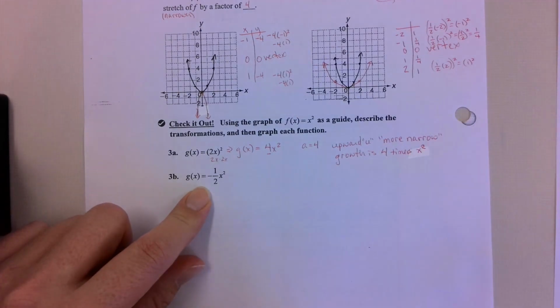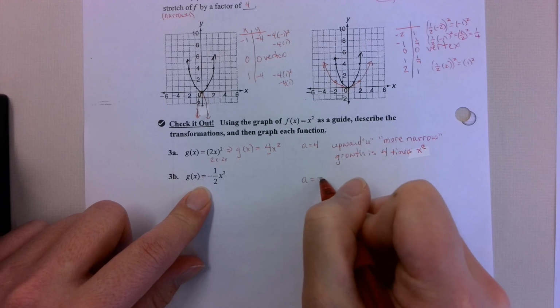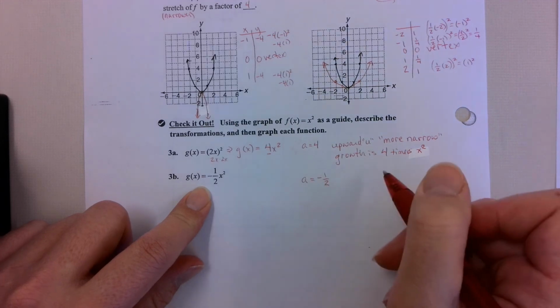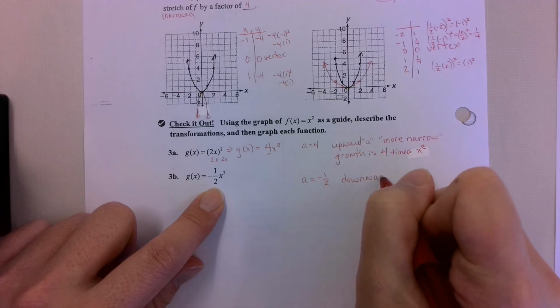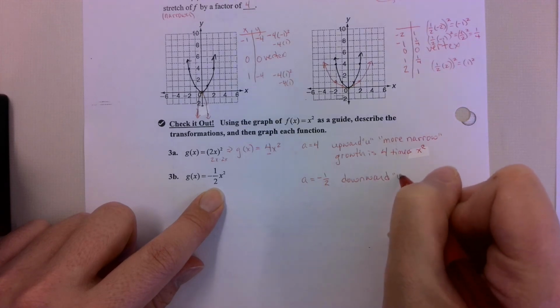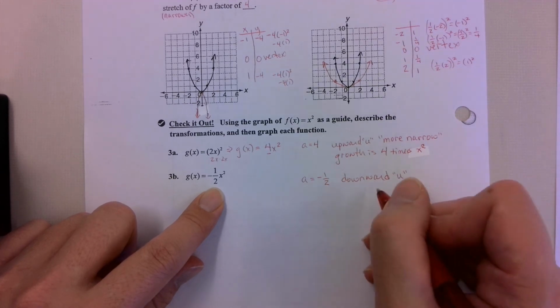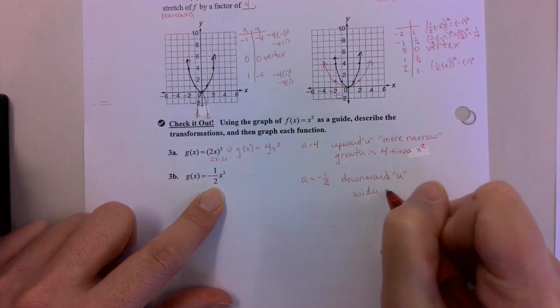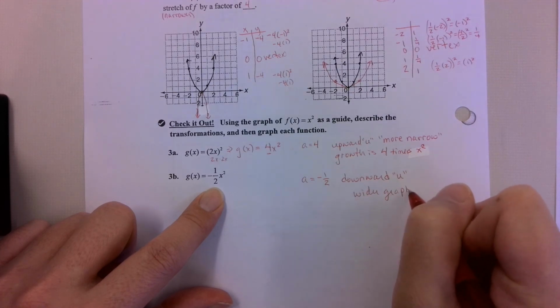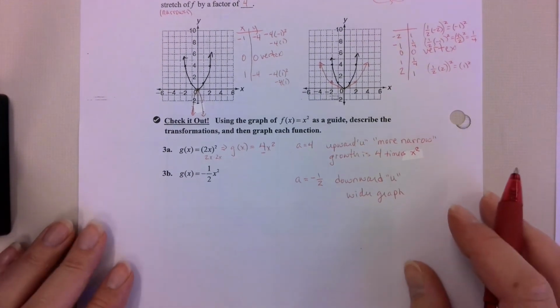Okay, now I have this negative 1/2 x squared, and so here the a value is negative 1/2. Okay, so that means it's going to be a downward U. It's going to reflect over the x-axis, so it's going to be a downward U, and because I'm taking half of it, it's going to be wider. Okay, so it is going to be a wider graph. And so I'm really looking for some generalizations on here. Okay, so give this a try.